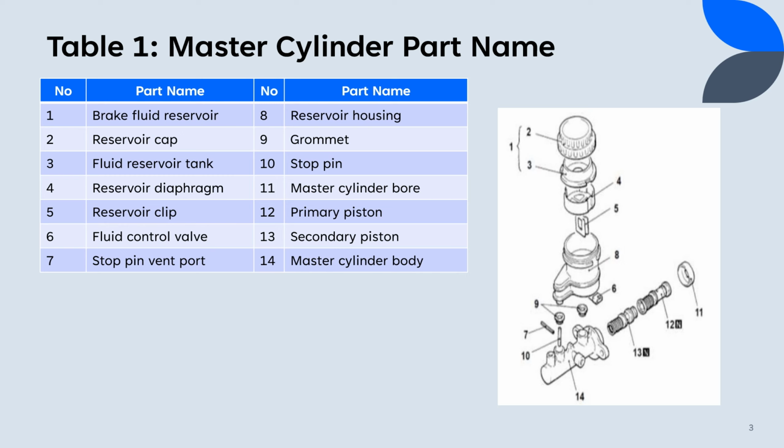There are 14 components in total, starting with brake fluid reservoir, reservoir cap, fluid reservoir tank, reservoir diaphragm, reservoir clip, fluid control valve, stop pin vent port, reservoir housing, grommet, stop pin, master cylinder bore, primary piston, secondary piston, and lastly master cylinder piston.